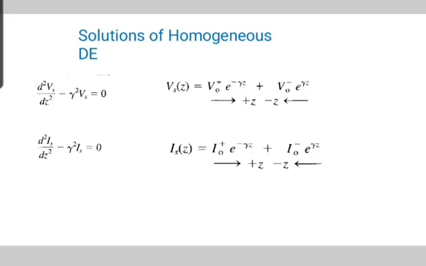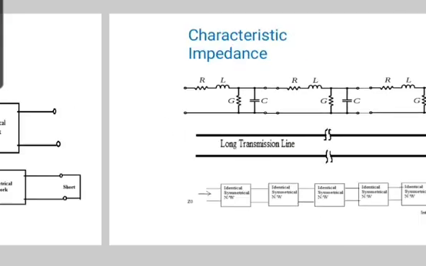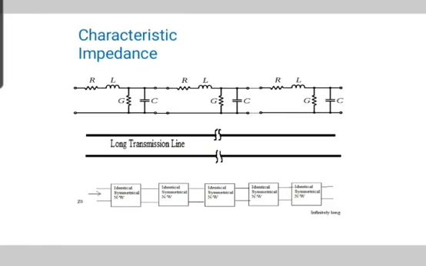So this slide shows the solution of homogeneous equation. Now here is the symmetrical network. The lumped parameters Zin is Z0 of ZL plus Z0 tan gamma L. Then this diagram shows the characteristic impedance.